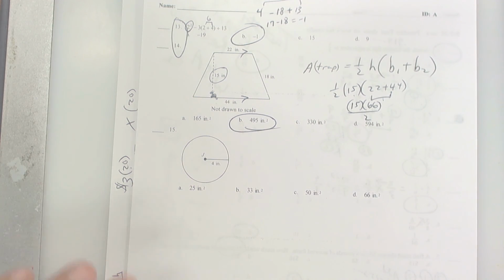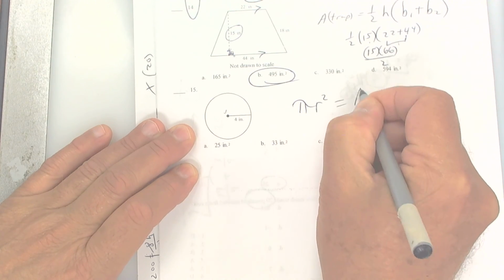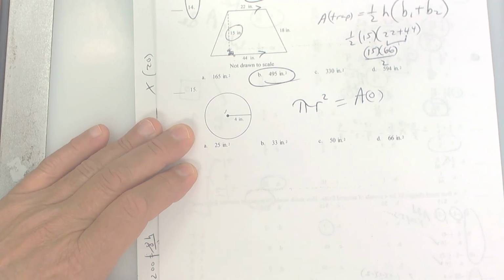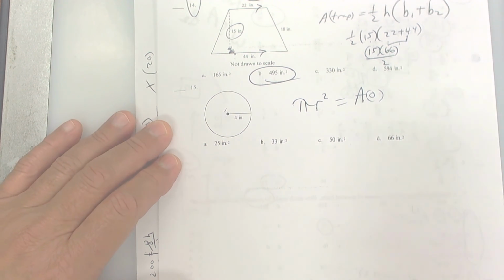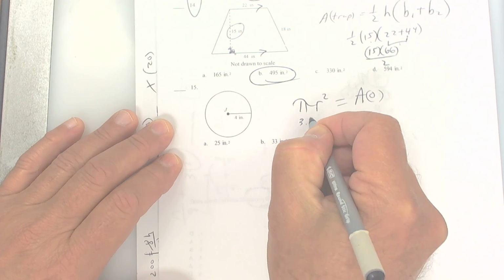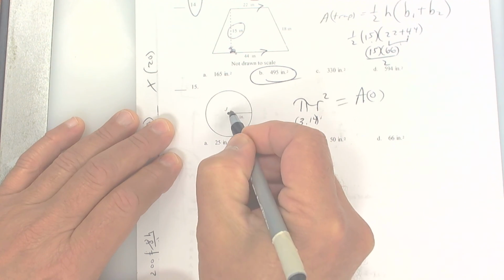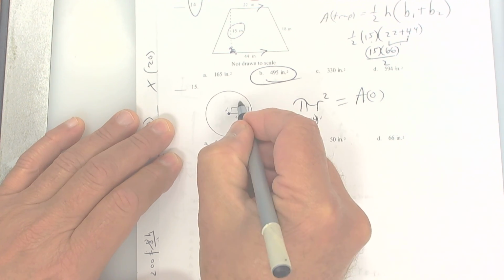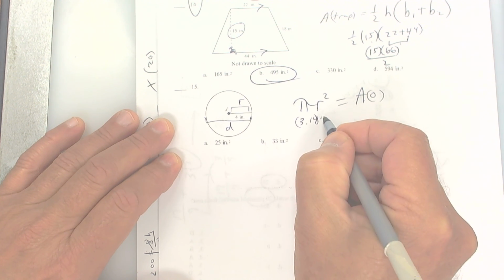All right, last one. Pi radius squared is the area of any circle. Write that down. Now, let me think here. Pi, we use 3.14. The radius is half of it, so that is the radius. The whole thing is your diameter. So anyway, it's going to be 4 times 4.